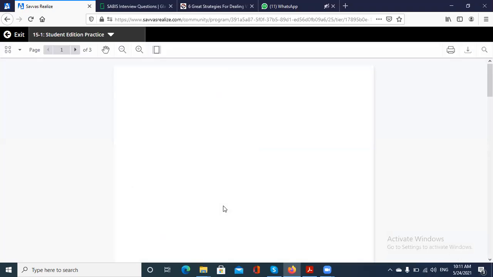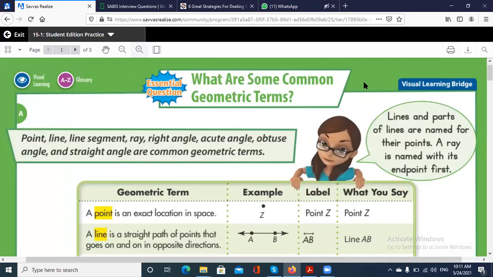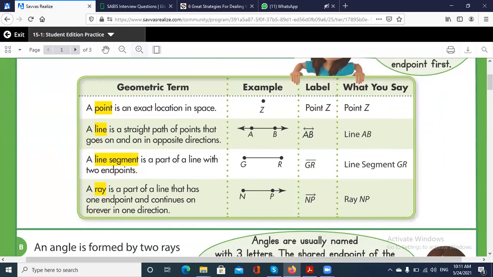Now the point, we know what the point is. It's a dot, right? Is there any problem with the point? Look here. The point is just a dot, as you can see here. And when we want to name it, we name it like this, just Z. It's the point Z. If it was A, you call it A, if B, you call it B, and so on.